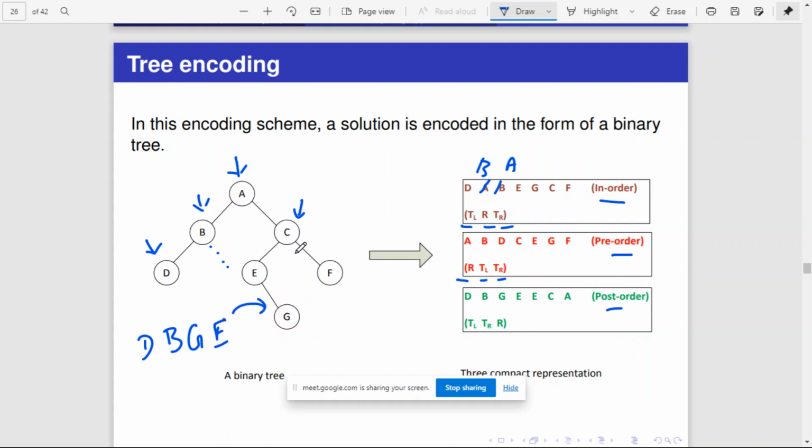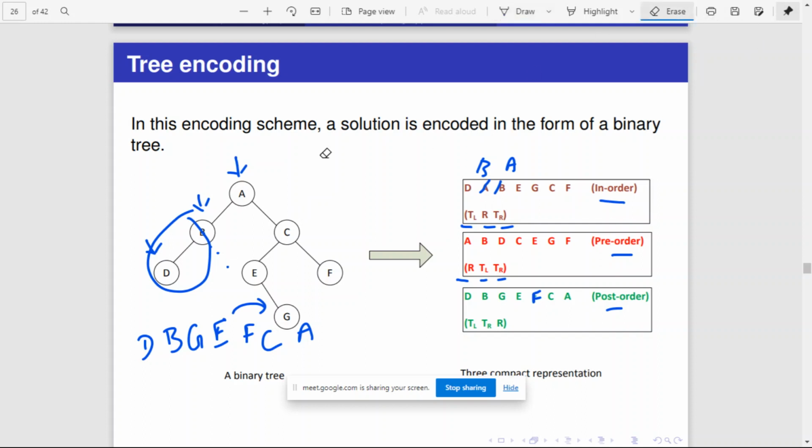Okay, now for this particular part the left is done, the right should be visited. Okay, that right is what? F and then C. Okay, now the entire tree's left is visited, right is visited, then the root should be visited. So it is A. Okay, so D, B, G, E, F, C, A. So this is the order, right?